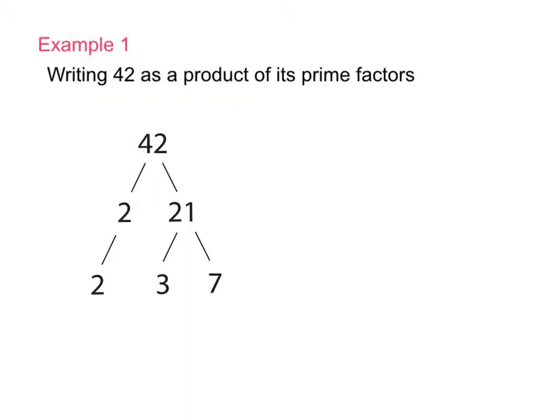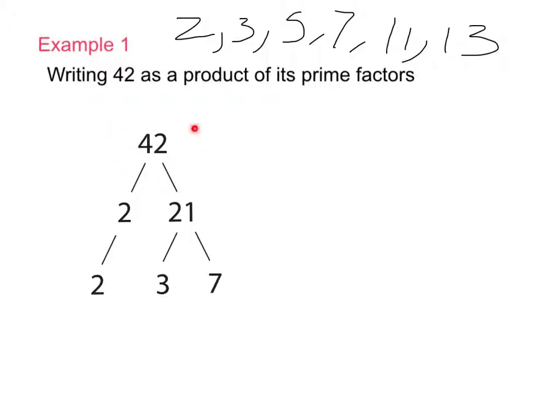Let's look at this example of writing 42 as a product of its prime factors. If you remember, I said to write in your book those prime numbers, and we're probably only going to need the first 10 for now, but it's worth having them in front of you. So 2, 3, 5, 7, 11, 13, etc. I always start with the first prime number, 2. So I look at 42. Is it in the 2 times tables? Is it even? Yes, this is an even number.